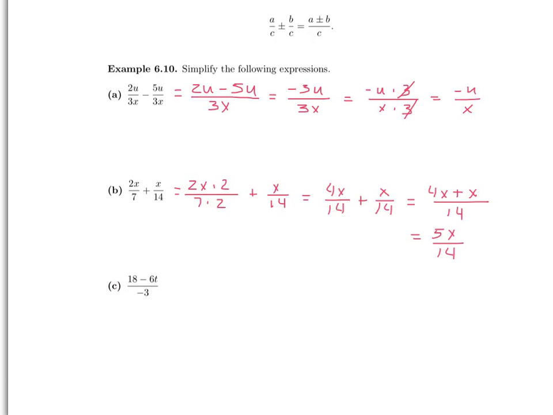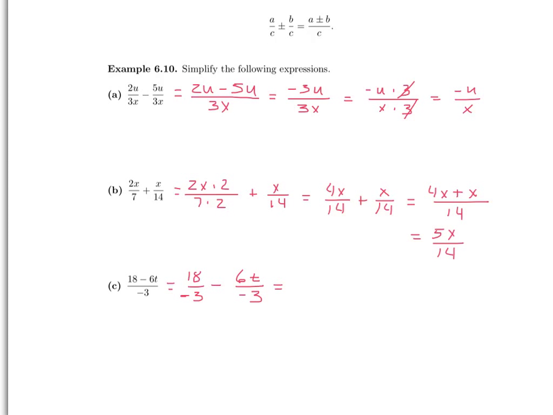Now let's look at part C. If I look at the one fraction that's given to us, notice it's not the same as what we had earlier where we were subtracting two fractions or adding two fractions. This is a single fraction, but notice that this fraction looks like it was the result of subtracting two fractions. It had to have come from adding or subtracting some other fractions. In fact, we can work backwards. It had to have come from taking 18 over negative 3 and subtracting 6t over negative 3.